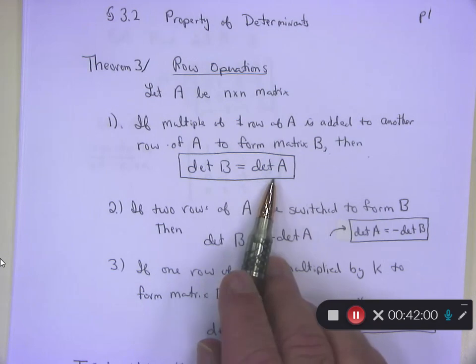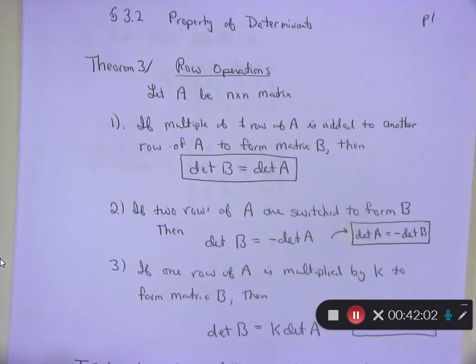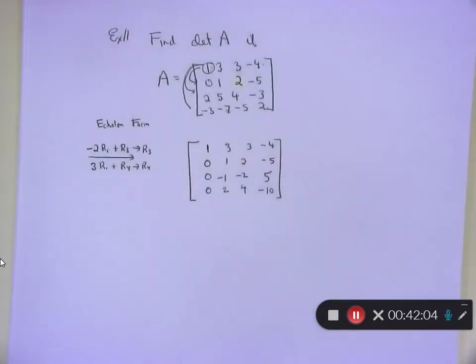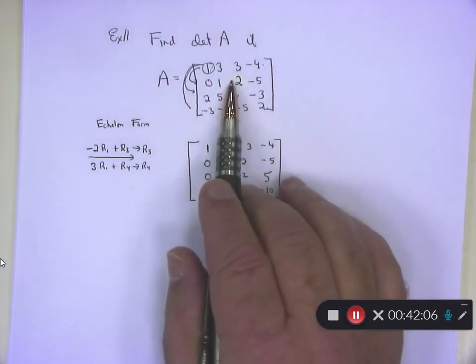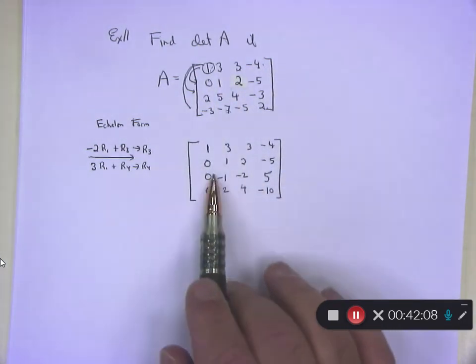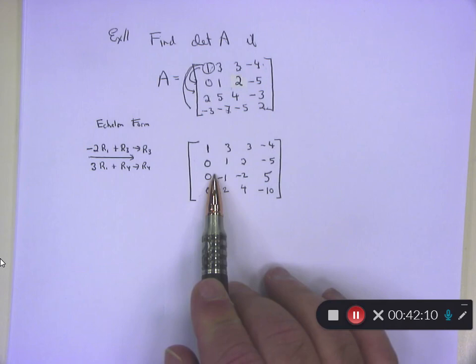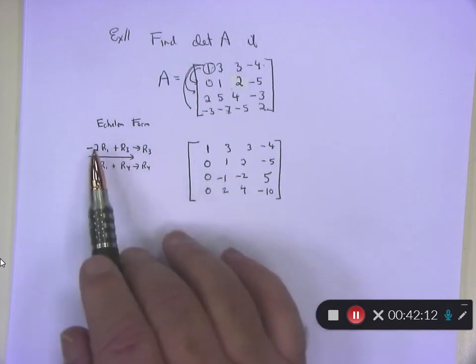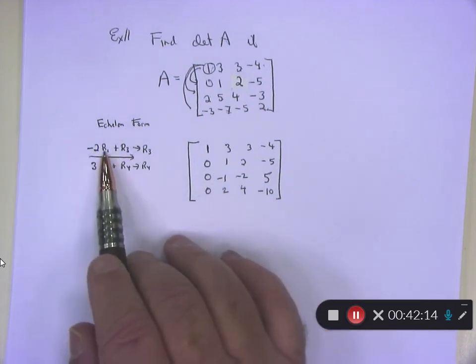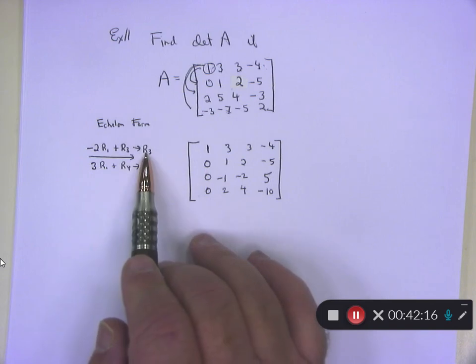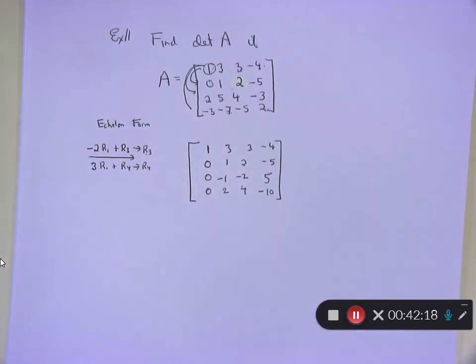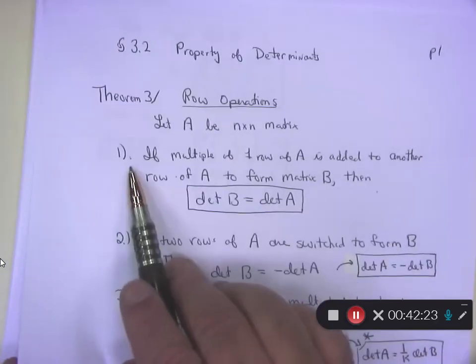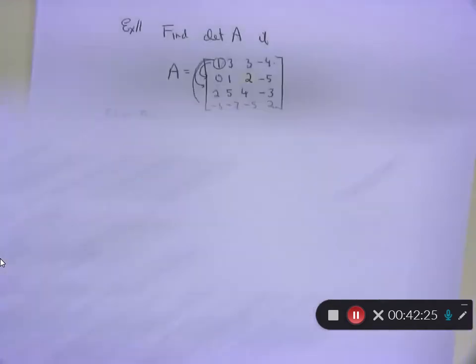Equal to the determinant of A. So what I'm telling you right here is the determinant of this guy and the determinant of this guy are the same. They're equal. Multiplying a constant times one row, adding it to another row, and replacing that row with it doesn't change the determinant. Does that make sense? That is theorem 3, number 1 at its best.